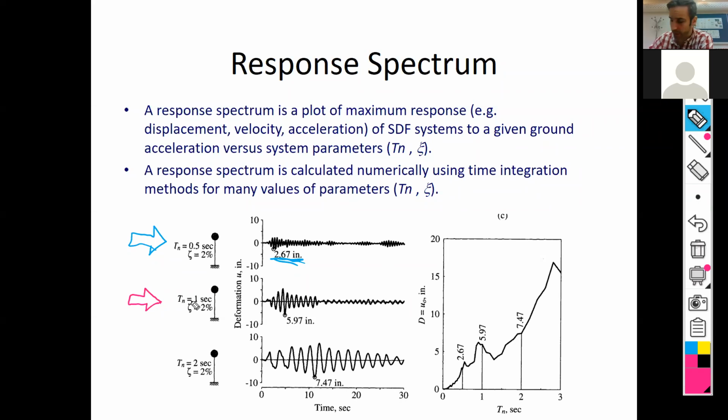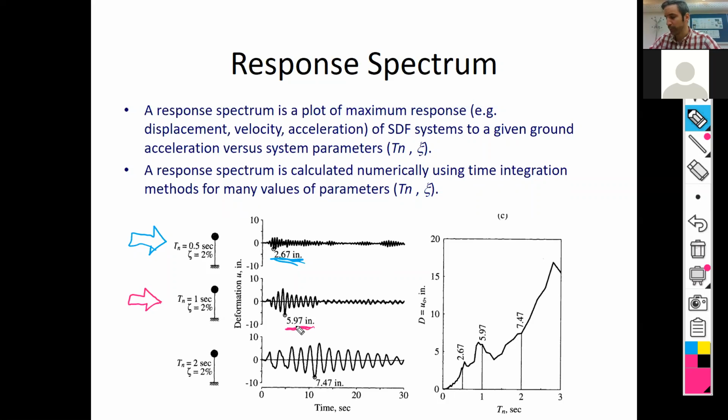What would happen to this structure? Well, this structure will have a different response, of course. It can be seen in this line. And because the structure is different, because the period of vibration is different, we will reach a different maximum displacement, more than double the previous one, right?